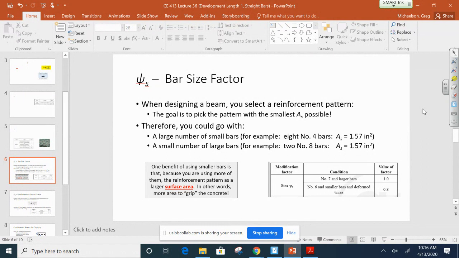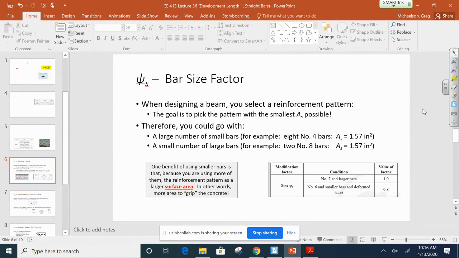So let's say we're doing that, okay? You could actually go about that one of two ways. For instance, you could go with a whole bunch of really tiny bars or a small number of really big bars. And to give you an example, I just wanted to throw some numbers on this. If you go to that rebar chart, if you look at 8 number 4 bars, 8 number 4 bars have an area of 1.57 square inches. Well, 2 number 8 bars also have an area of 1.57 square inches. So there is the exact same area of steel.